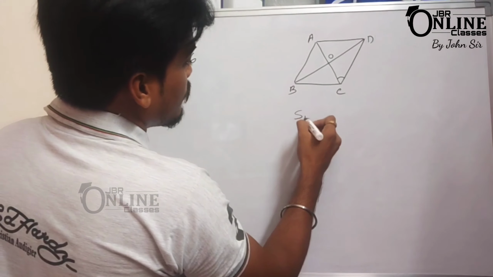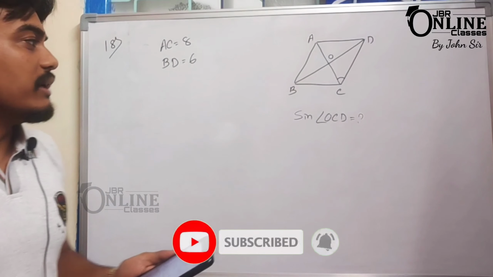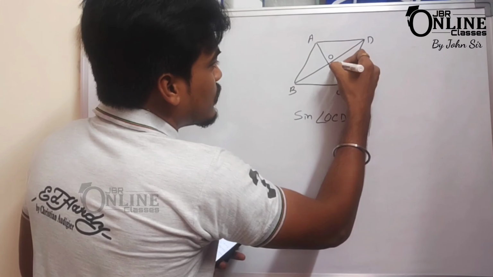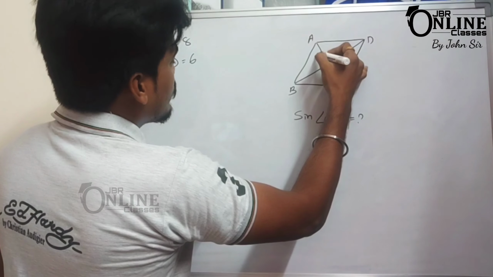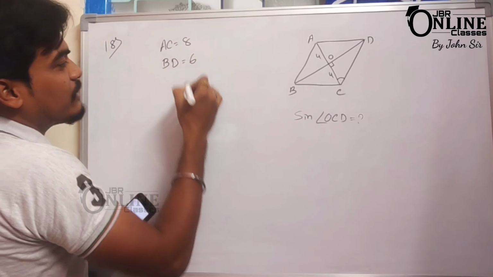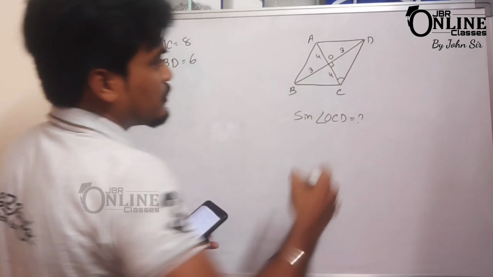So here as AC and BD are two diagonals which intersect at point O, that means in a rhombus the two diagonals always bisect each other, and they bisect perpendicularly. That means this angle equal to 90 degrees. So here AO equal to 4 and OC equal to also 4. Again BD equal to 6, that means BO equal to 3 and OD equal to 3.